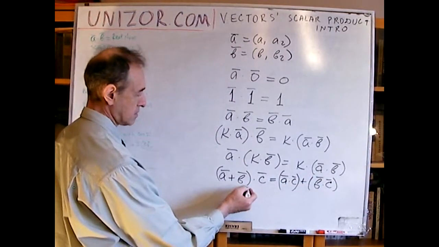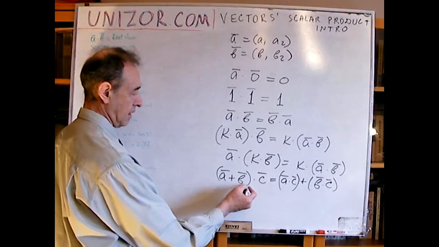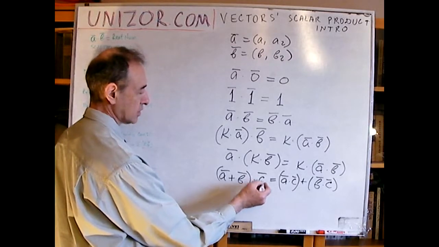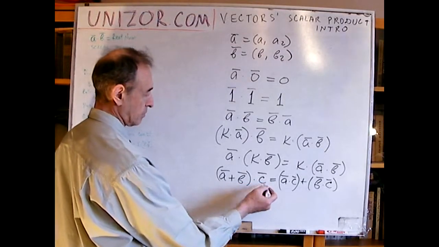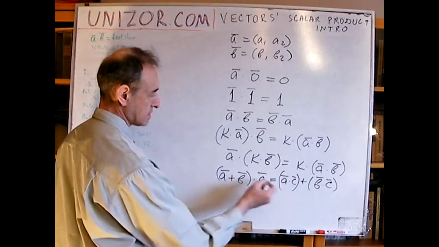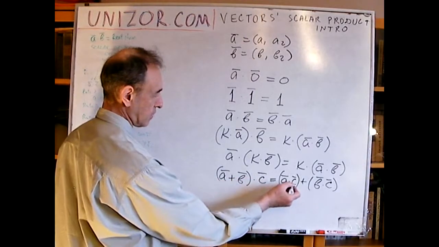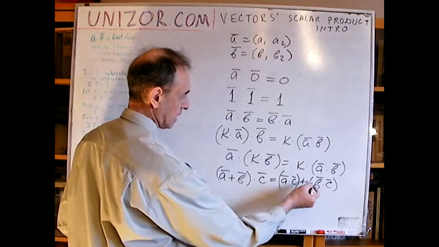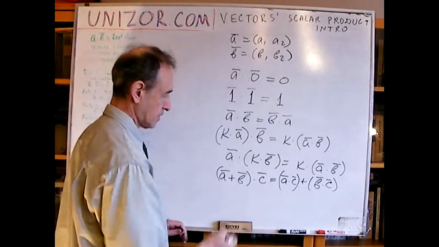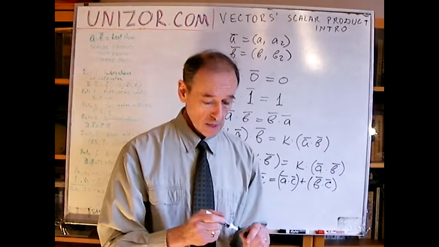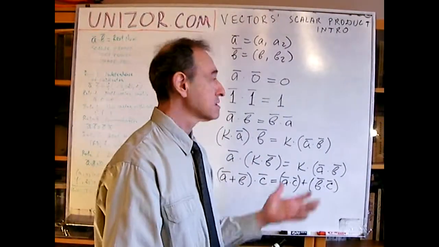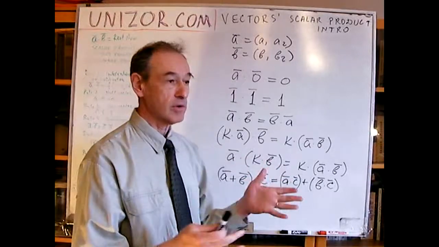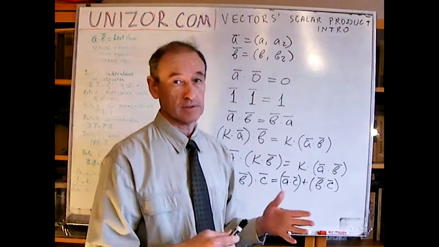Sum of two vectors, this is a vector, scalar product with the third vector equals the first component of the sum, scalar product with the third one, then the second component of the sum multiplied, and then add it together. So this is a true distributive law. So basically the laws of scalar product are very natural as far as I understand.